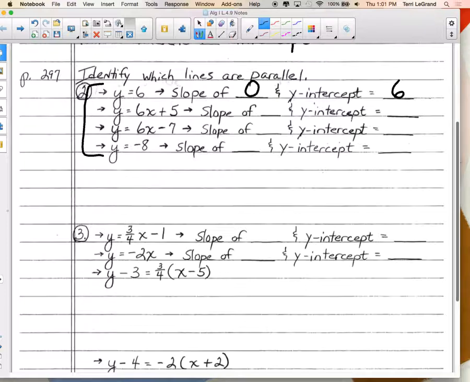Okay. So in y sub 1, they already have the y there for us. We do not have to type that. We just have to type the function rule. And the function rule for this one is 6. So put a 6 in there.